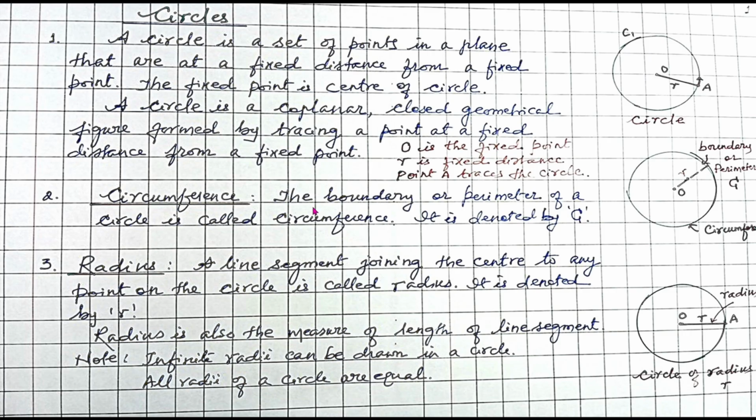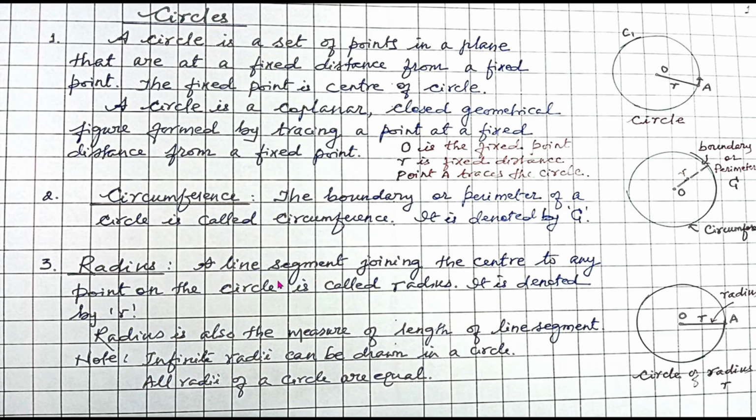Now, circumference. The boundary or perimeter of a circle is called circumference. So this is the boundary or the perimeter of a circle, and that is called the circumference of a circle, and it is denoted by C.